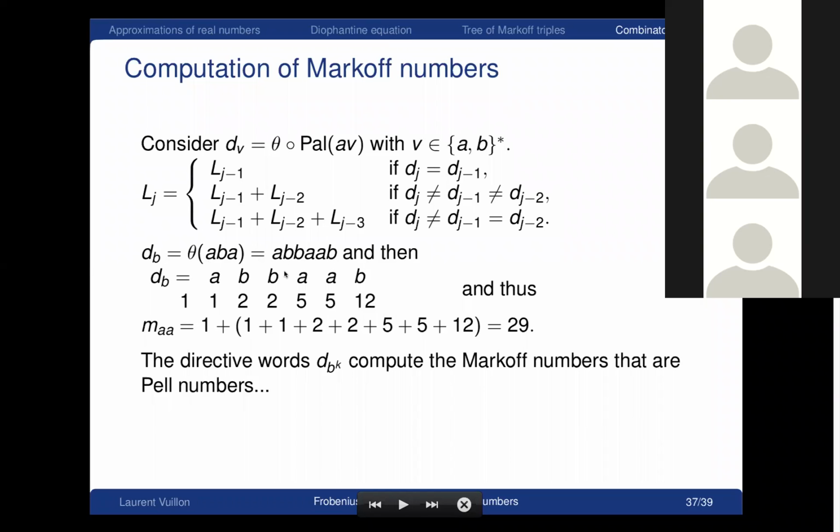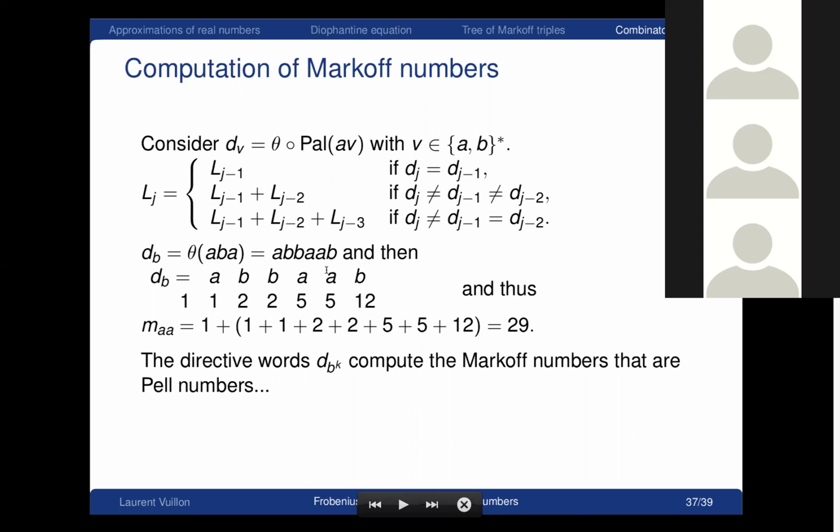So here it's much more complicated. At the beginning, you have a 1 in position 0, 1 in position 1, a 2 in position 2. Here, as we have the same letter, B and B, we use the first rule. So we take the value here and copy it here. So it's a 2. Now we are looking at this position. We have A and BB, so A distinct from B equal to B. So we use the third rule, and then we add the last three values. So it's 5, 2 plus 2 plus 1, and so on.